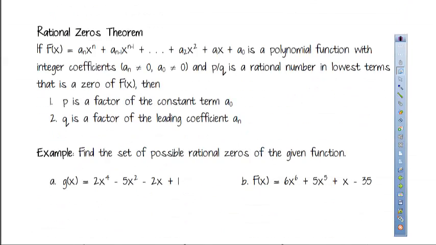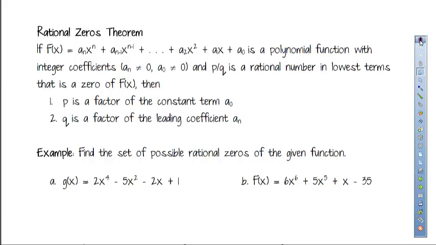Okay, so here we have the rational zeros theorem. If we have f of x, which is a polynomial function with integer coefficients, and p over q is a rational number in lowest terms that is a 0 of f of x, so we've come up with something. We know these things are rational zeros. They're real numbers. Then it says p is a factor of the constant term, and q is a factor of the leading coefficient.